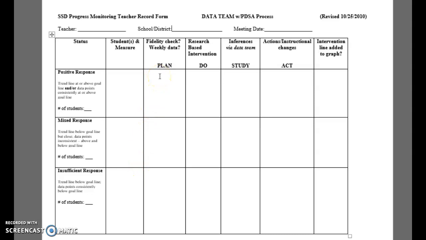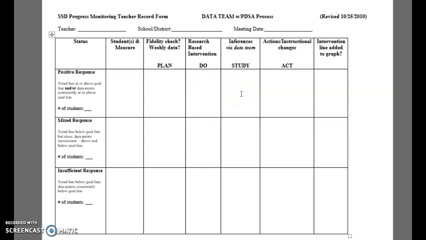Next, I would ask myself if I'm following my plan with fidelity, and if I've collected my weekly data. Then I move on to my do. I would list my research-based intervention and my high-yield instructional strategies under my do. For this example, we can say I'm using SIPs as my research-based intervention and classifying as my high-yield instructional strategy.